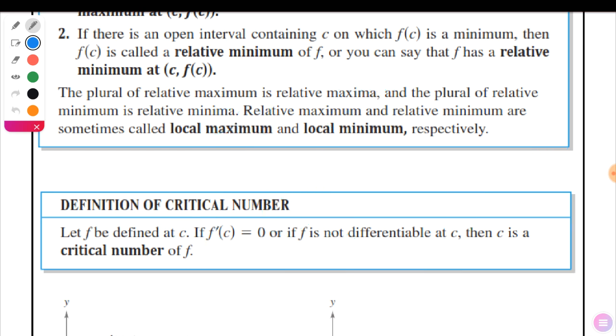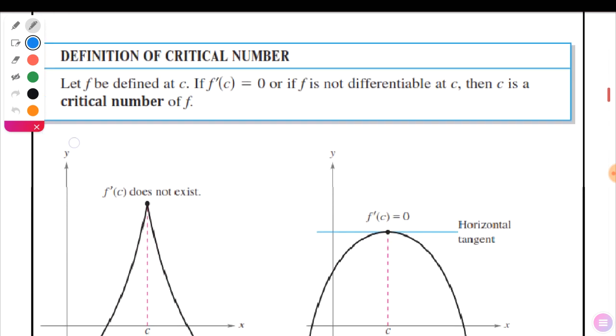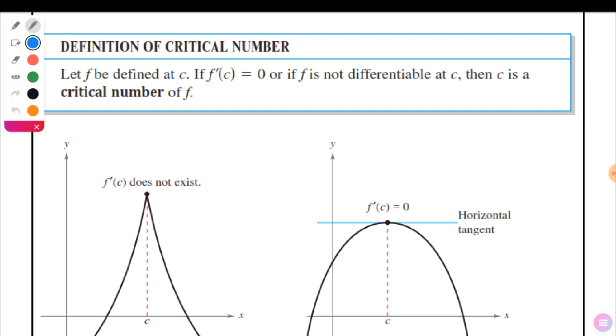Now, I mentioned this definition in the revision sheet. What is the meaning of critical number? The critical numbers are the values of x at which the derivative of the function does not exist or equals 0. The derivative equals 0 or the function is not differentiable. Okay? In this case, from the graph we can identify the critical numbers, the values of x, from the graph, not analytically.